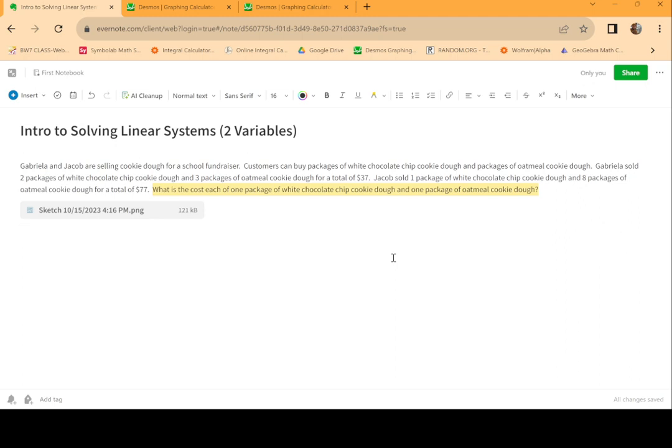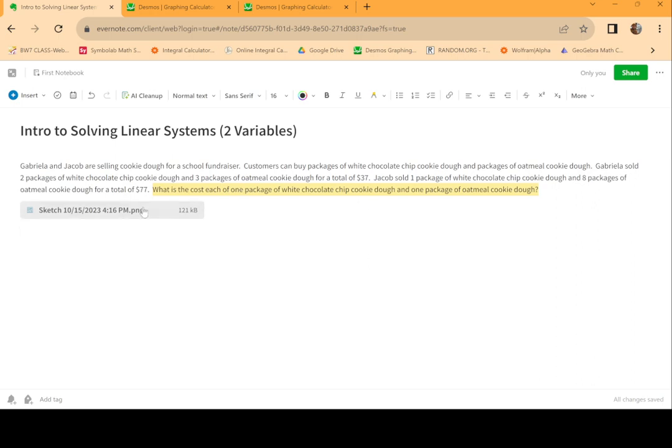Usually when you have 2 unknowns, you're going to need at minimum 2 equations to relate both of those unknowns. And the way we'll do that is through the packages that Gabriella and Jacob each individually sell. We know the number of them and the total dollars that each one of them cost. Setting up some variables, we can write an equation that tells us what Gabriella sold and an equation that tells us what Jacob sold.